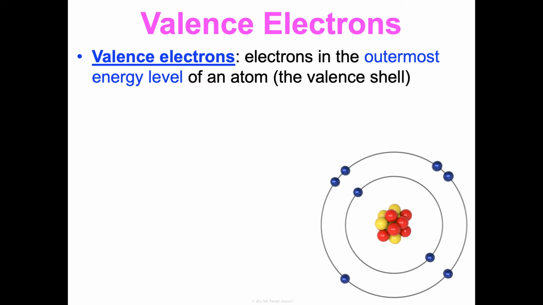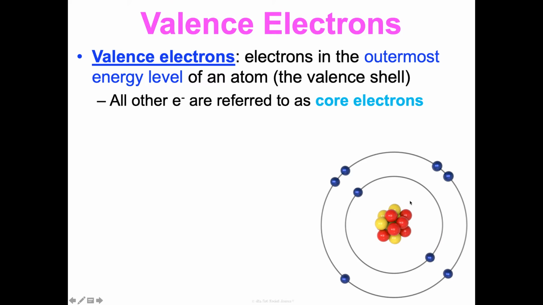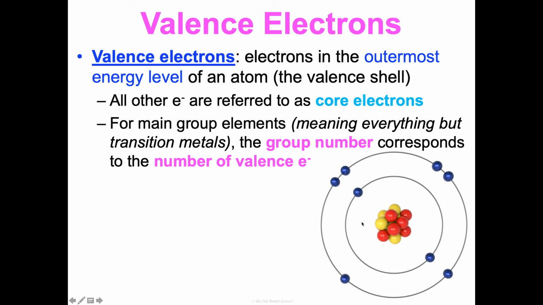Okay? And the most important electrons to look at are the valence electrons. So again, this should be a familiar term from last unit, but these are the electrons in the outermost energy level of an atom. We call this the valence shell. All of the other electrons are referred to as the core electrons.